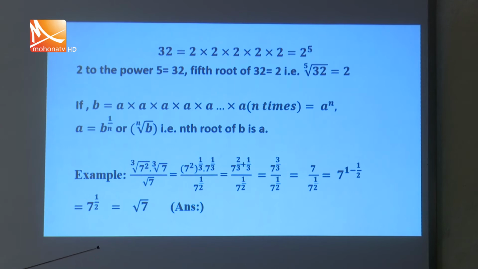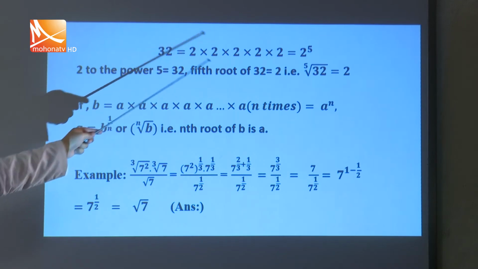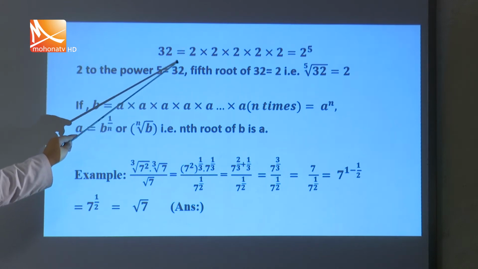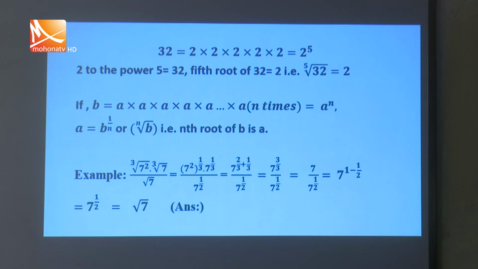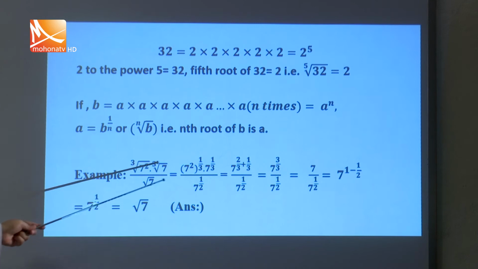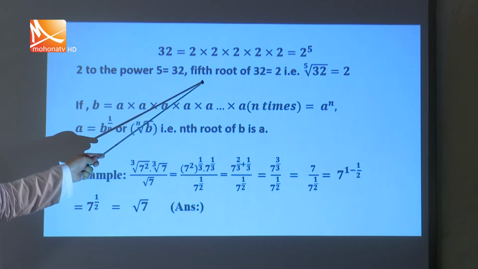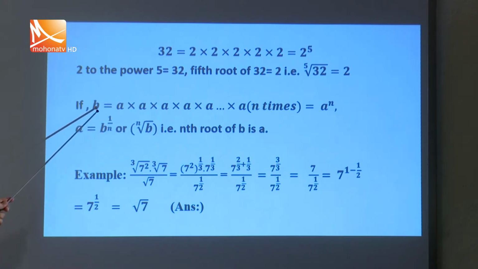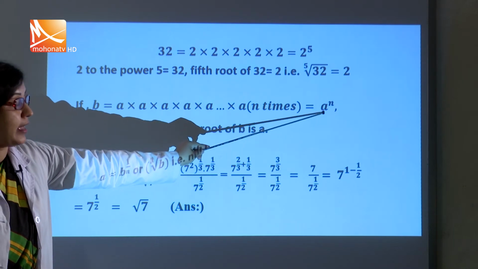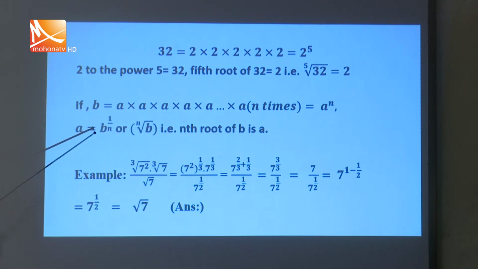And similarly, if we have 2^5, to get back 2, we have to take the 5th root of this 32, and we will get 2. So, we can say that this power, or this exponent, tells us which root we have to take. So, if we have b equal to a^n, or we can say that if we multiply a by itself n times, then we get b equal to a^n, and if you want to find this a, you have to take the nth root of this b.